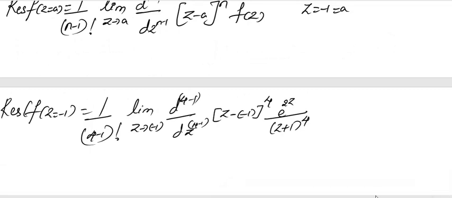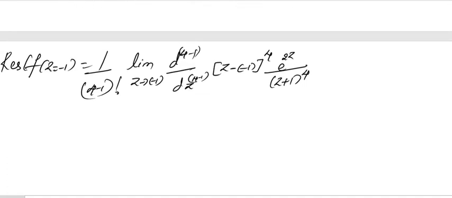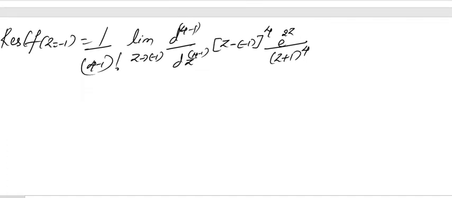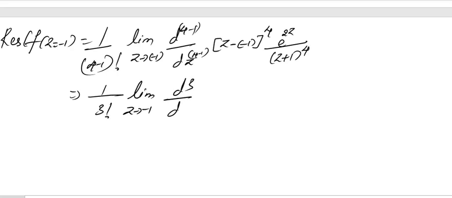So what happens here? I am just replacing n by 4 and a by minus 1 in the formula, and f of z is nothing but e power 2z by z plus 1. So what this residue ultimately does is eliminate the term which makes the function 0. So just figure it out here. 1 by 3 factorial, limit z tends to minus 1, d cube by dz cube. I can rewrite this as z minus of minus 1, that is z plus 1, whole power 4, into e power 2z by z plus 1 power 4.